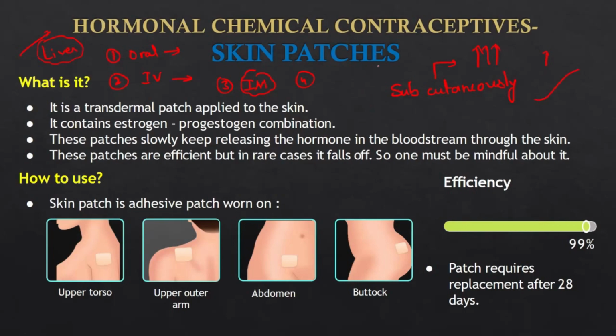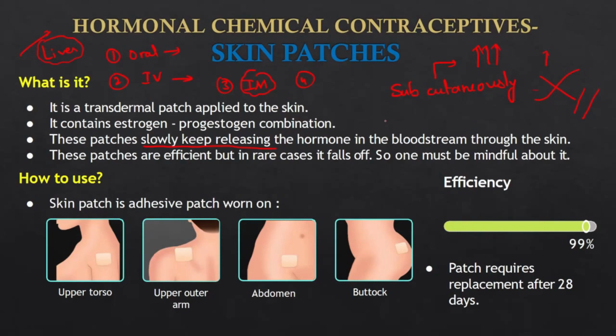So here with the skin patches, the drug has to cross through the epidermal layer, and inside that you have the capillaries where the drug has to be absorbed. The same applies to the estrogen-progesterone combination. These patches slowly keep releasing the hormone. Okay, you understood why? Because first it has to cross through the epidermal layers subcutaneously, and then it needs to enter into the blood capillaries. For that, it takes time.